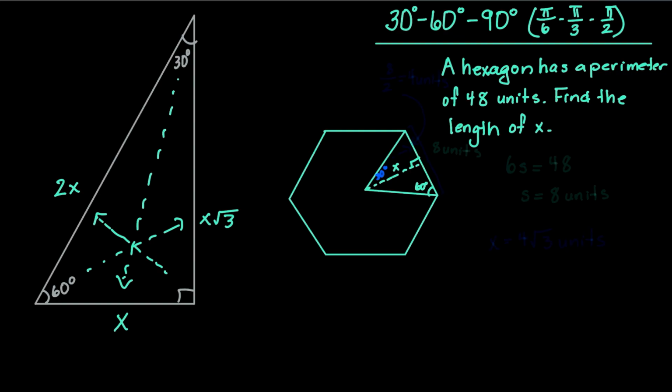Okay, let's dissect what information we're given. A hexagon has a perimeter of 48 units. We know a hexagon has 6 equal sides, so 6s is equal to 48. So s is equal to 8 units. So that's telling me each side of my hexagon is 8 units.